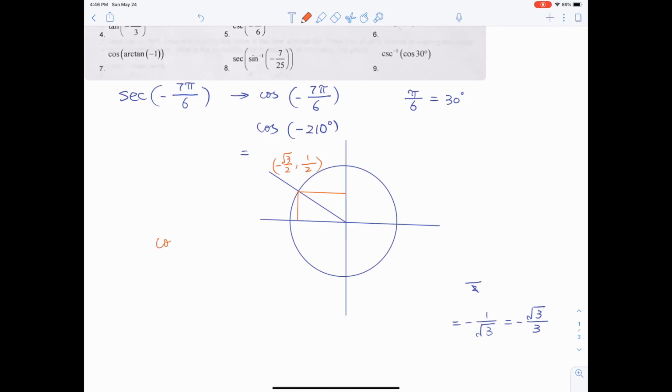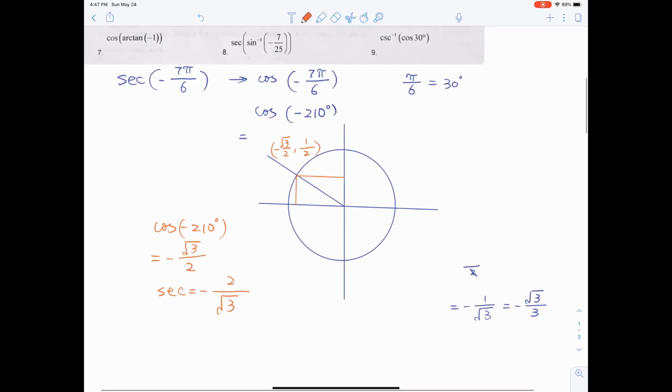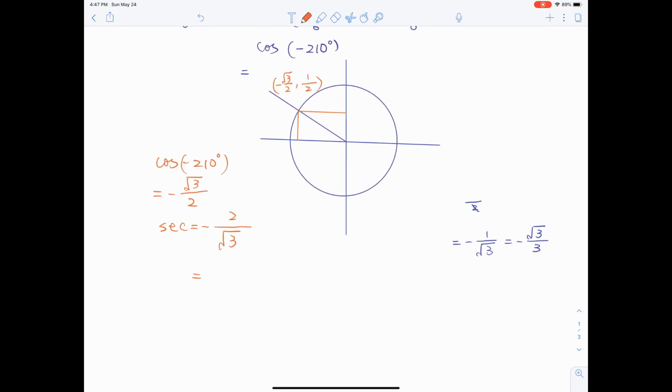Cosine is the x value. So cosine of negative 210 degrees equals negative root 3 over 2. So flip it over. Secant is negative 2 over root 3. Now we will write it again. It is equal to negative 2 root 3 over 3. And that is the result. Okay?